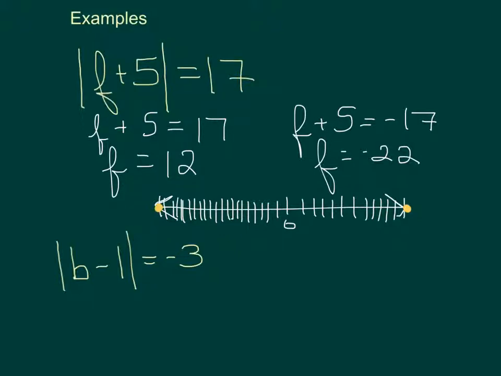Now for this next example, you see that it has the absolute value of b minus 1 equals -3. But what that means is that the distance between b and 1 is -3. Well, we can't have a negative distance. The distance has to be a positive value. So since the distance is negative, the solution for this would be an empty set. And so the set would just be empty. So that would be your answer.